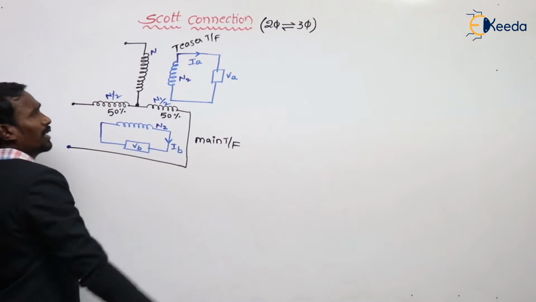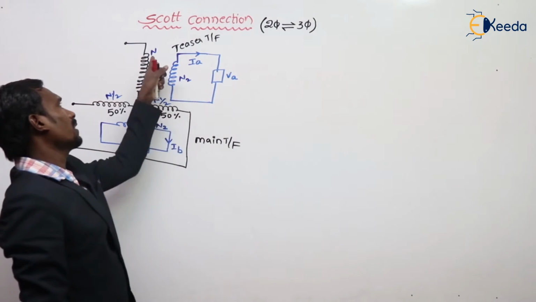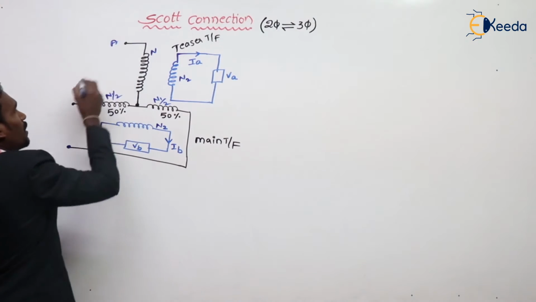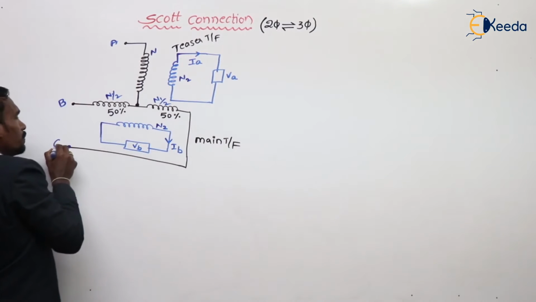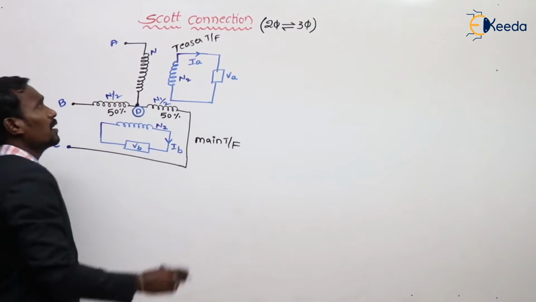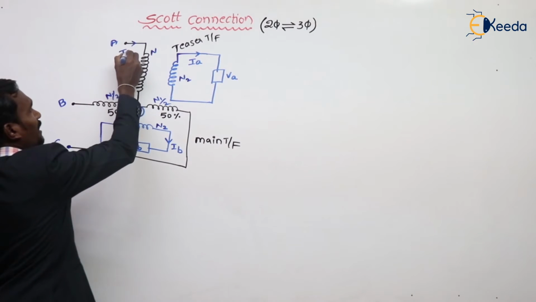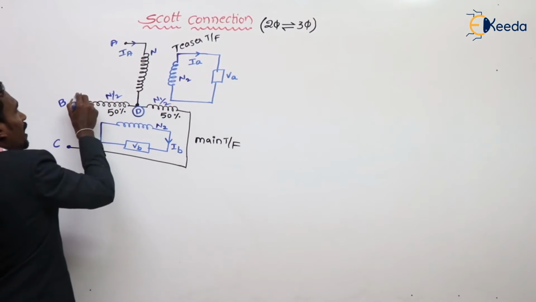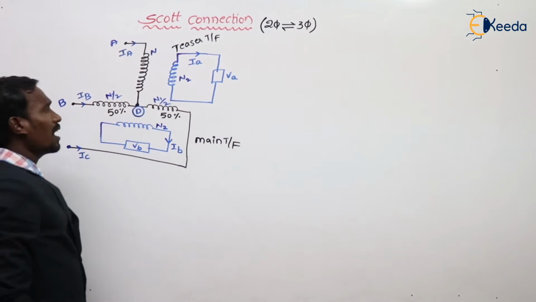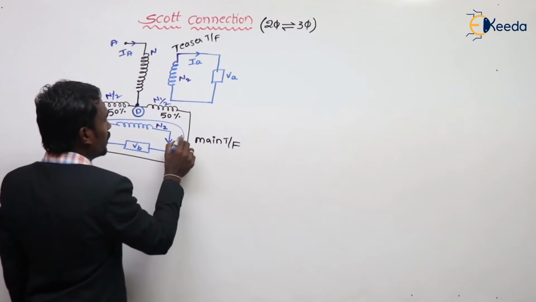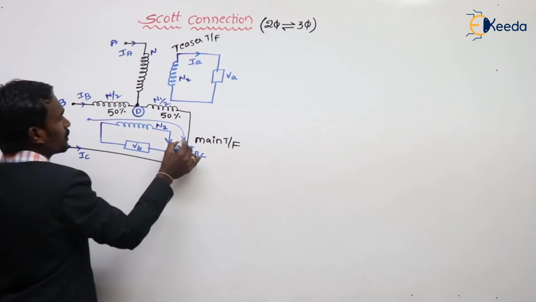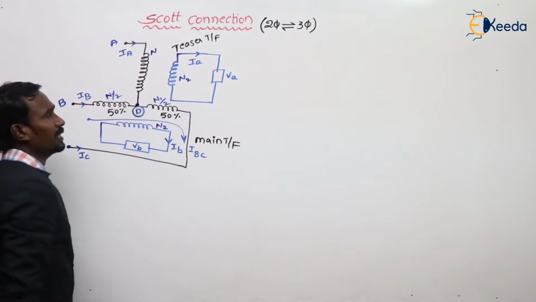And this is N2 number of turns. This is also N2 number of turns and this is N. For example, this is point A, this is point B, this is point C and this is point D. Here the current is IA, here IB, and here IC, and the current flowing from B to C is IBC.